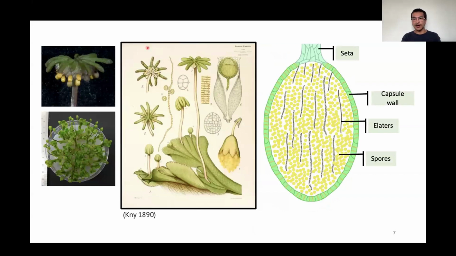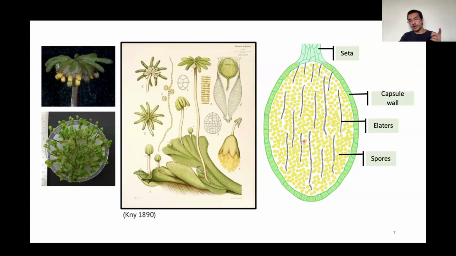And in Marchantia polymorpha, the sporophyte, this thing right here, is very different from the one you see in Arabidopsis. The Marchantia polymorpha sporophyte, which is these yellow little sacs of spores, has a very simple body plan. It's got a single layer of cells encapsulating the spores called the capsule wall. It's got these really long cells with helical thickenings called the elaters, which work in spore dispersal. And of course, you've got the spores.